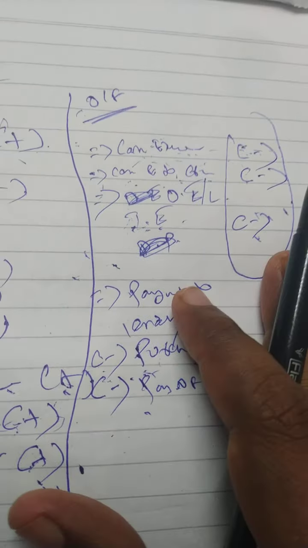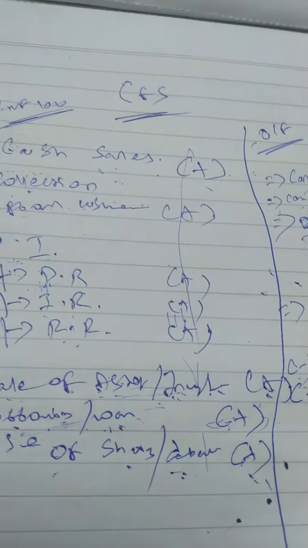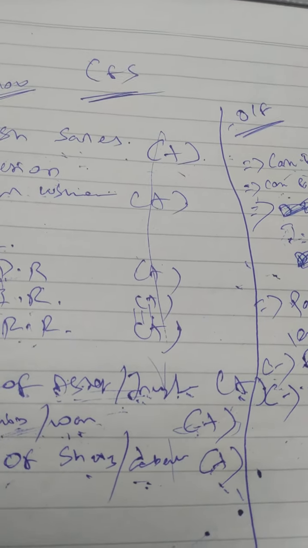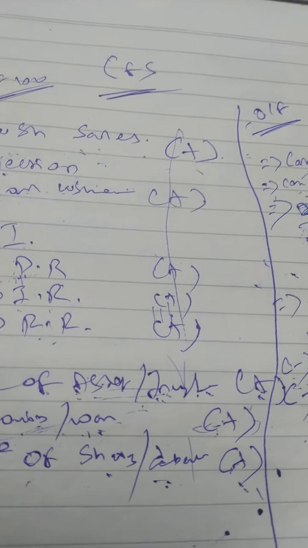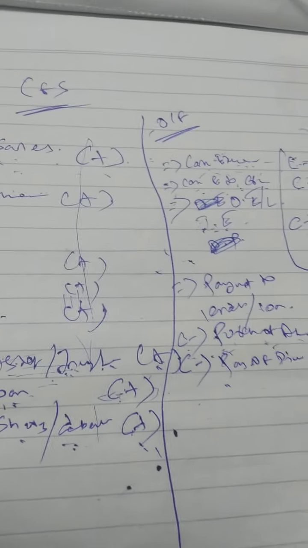For our understanding purpose, what are the items generally in a cash flow statement? What is the meaning of cash flow statement? Cash flow statement means movement of cash during the year. We have to present it in a format. So what are the cash items? That's what we discussed here. Cash sales, all these things are cash items. Then what about non-cash items? What about non-cash items generally?